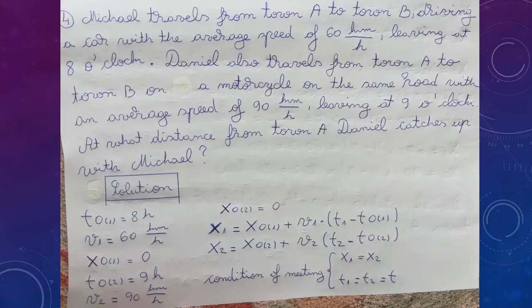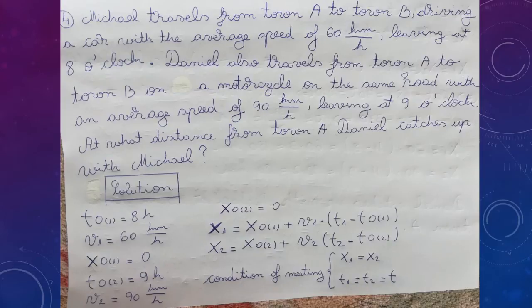We also annotate Daniel's leaving time from town A with T02, which is equal to 9 hours. We annotate Daniel's speed with V2, which is equal to 90 kilometers per hour, and Daniel's initial position with X02, which is equal to 0.